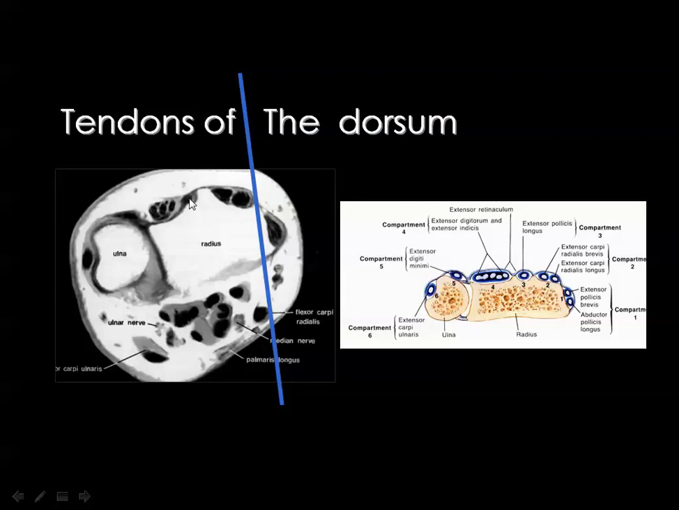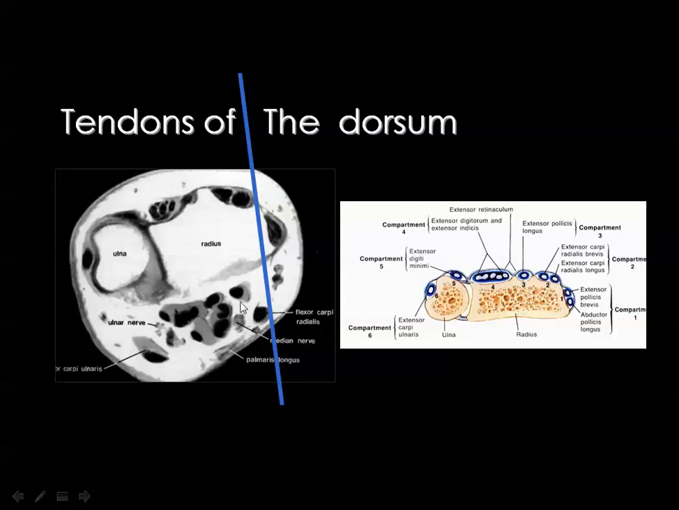Then this tendon is the extensor pollicis longus. Okay, what about this and what about these? And you know that on the radial side, the flexor carpi radialis is represented by two extensors, which are the extensor carpi radialis longus and brevis.